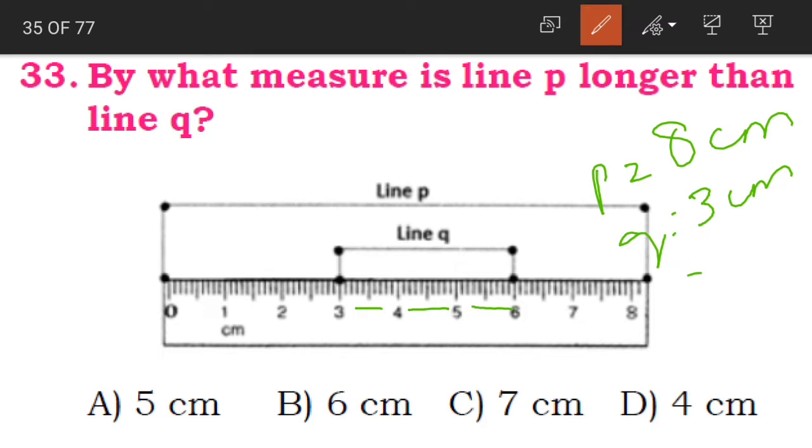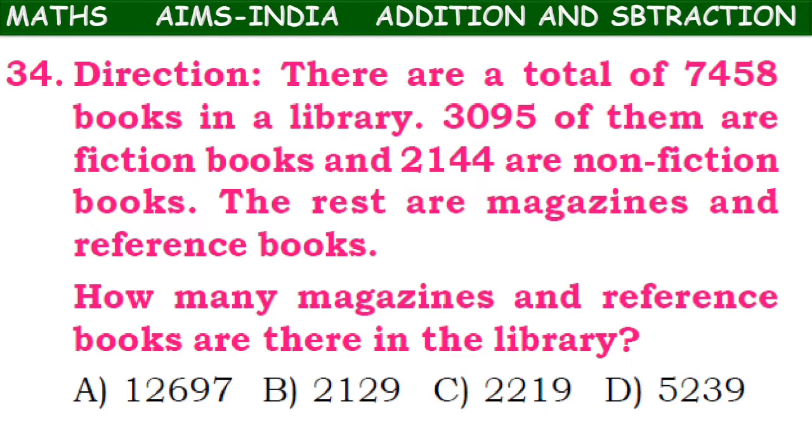Now by what measure is line P longer than line Q? How will we find out, children? Think. Yes, very good. We need to subtract both. 8 centimeters minus 3 centimeters. 8 minus 3 is equal to 5. So our correct answer is option A, 5 centimeters. Yes, children? This is how we find out.